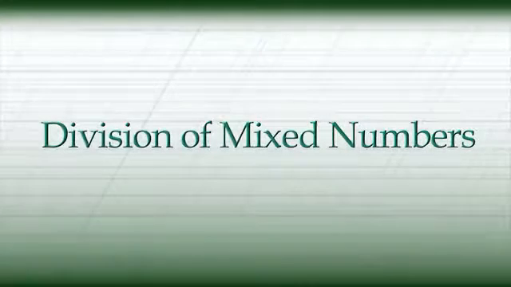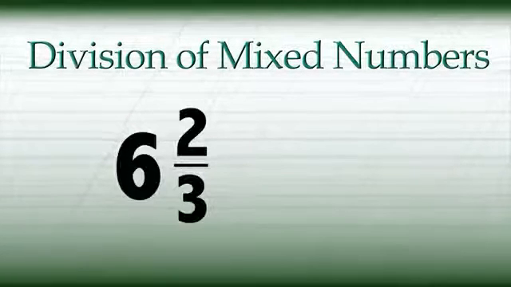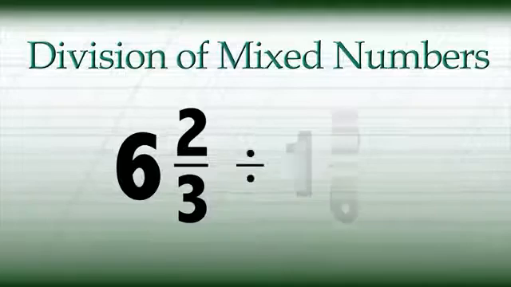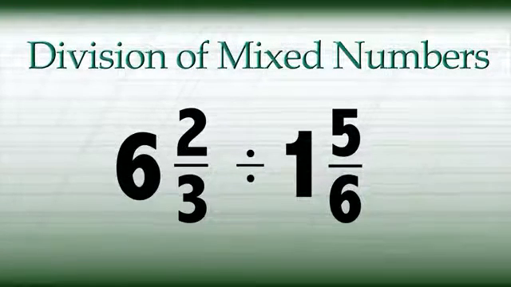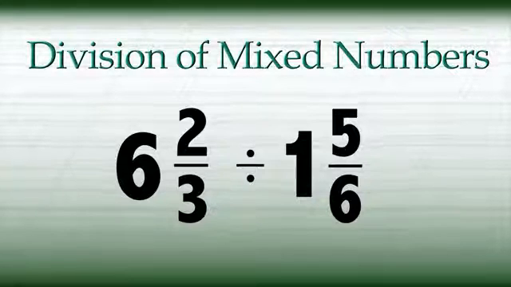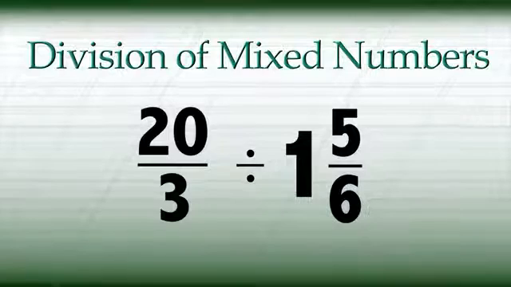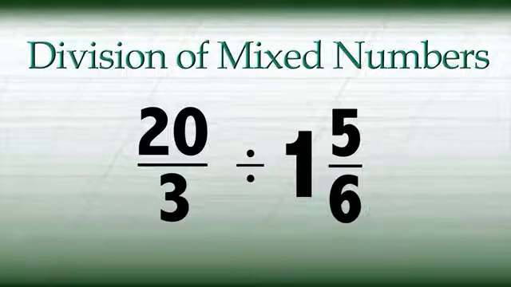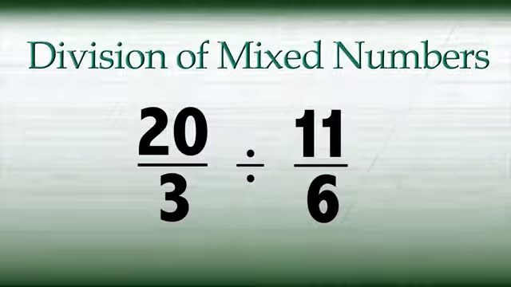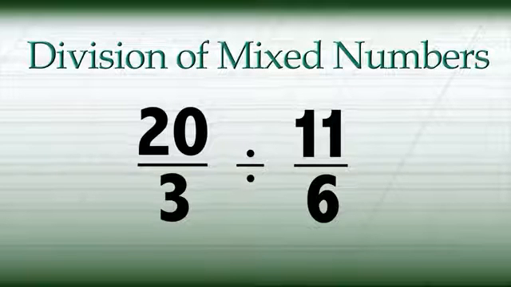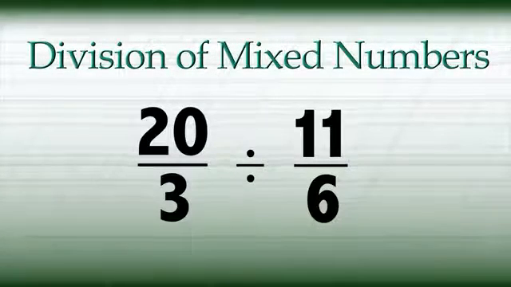Let's look at another example, this time involving mixed numbers. 6 and 2/3 divided by 1 and 5/6. First, we will convert the mixed numbers to improper fractions. 6 and 2/3 becomes 20/3, and 1 and 5/6 becomes 11/6. So now the problem is 20/3 divided by 11/6.